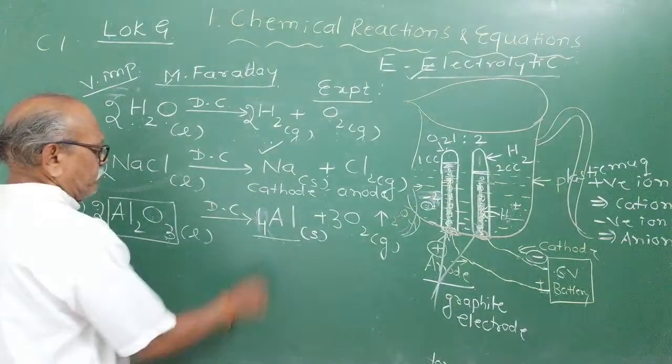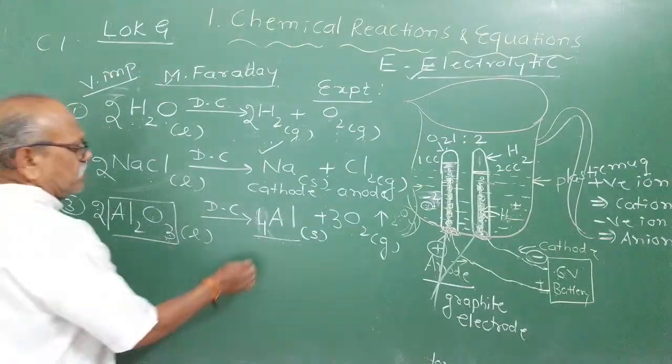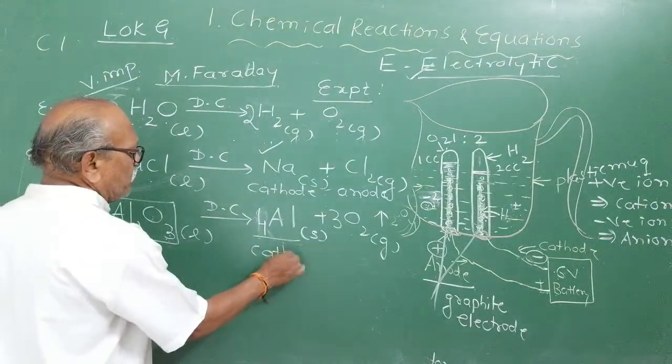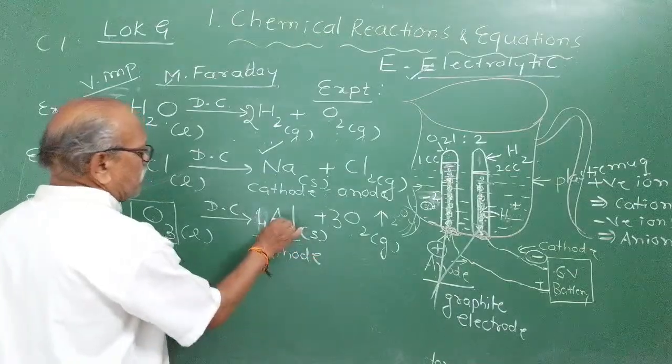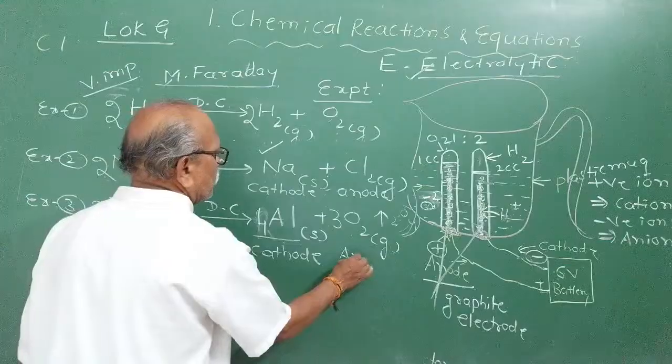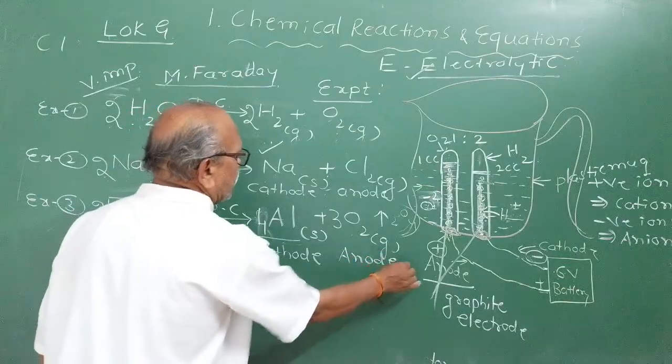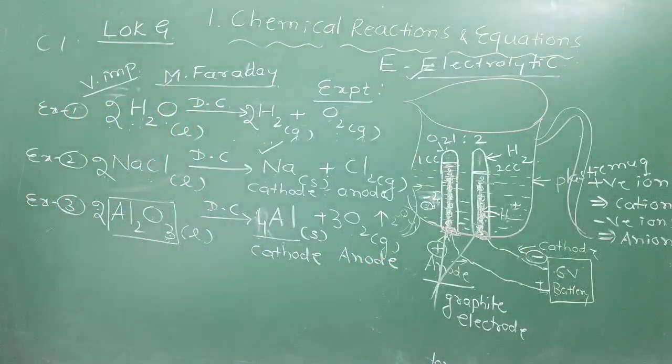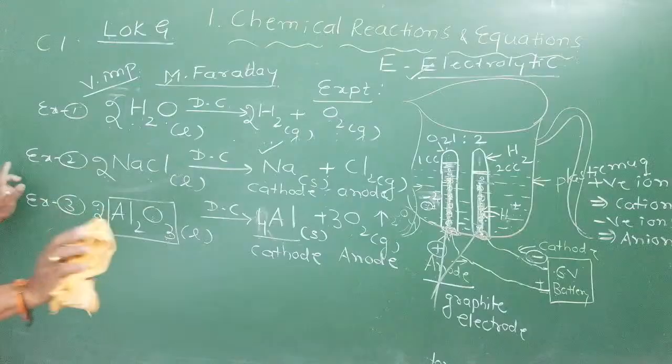Aluminum oxide, correct answer, balanced. At cathode, aluminum is liberated. Generally, positive ions are liberated at cathode. Negative ions are liberated at anode. Why? I explained clearly. I hope you understood. Electrolytic decomposition reaction. Take these three examples, more than sufficient.